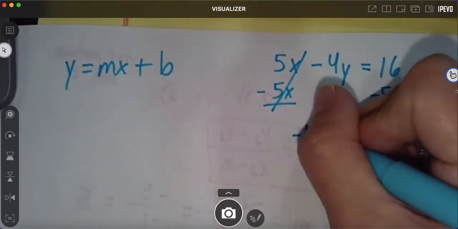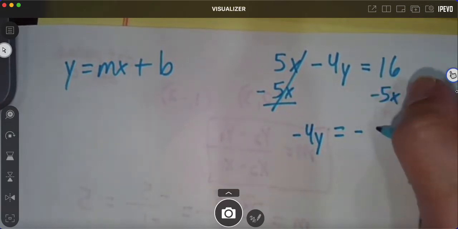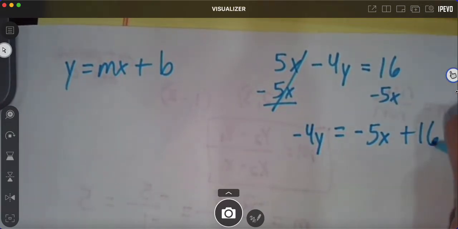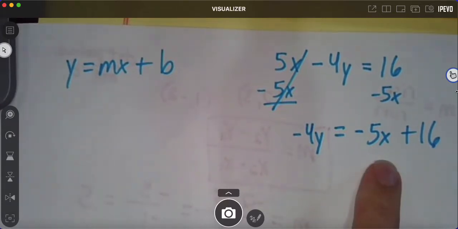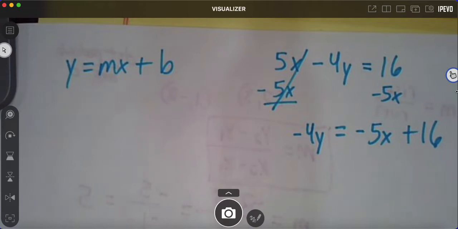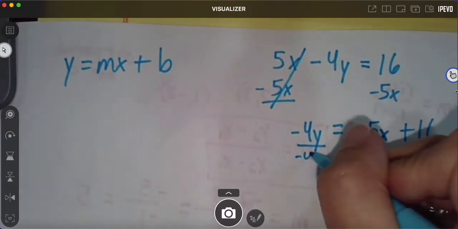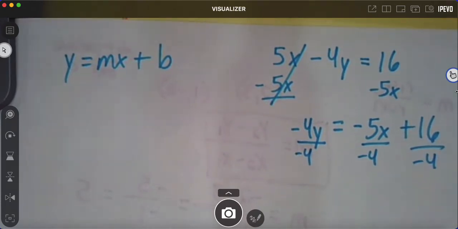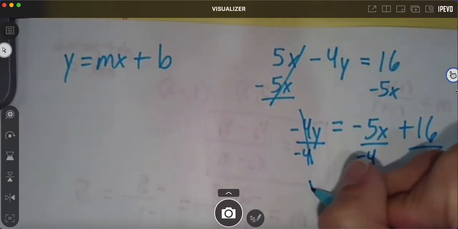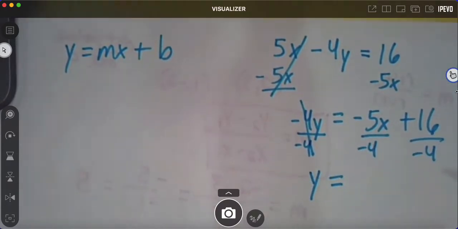So I keep my -4y, and I have a -5x plus 16. I always like to write my x first like they have. Does that make sense? Yes? Is everybody good with that first step? Yes. Okay, then what's left to do? Divide by -4. Yeah, I'm going to divide everything by that -4, just each little number. And remember, fractions are not scary with this. They're actually good because they give you a rise over run. So I get y equals, what's a negative divided by a negative?